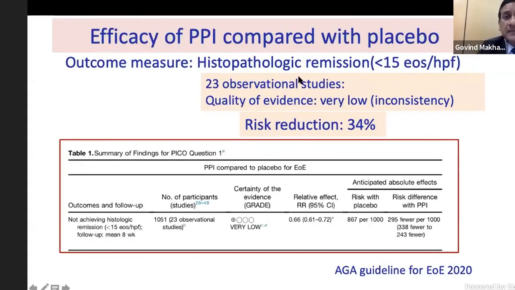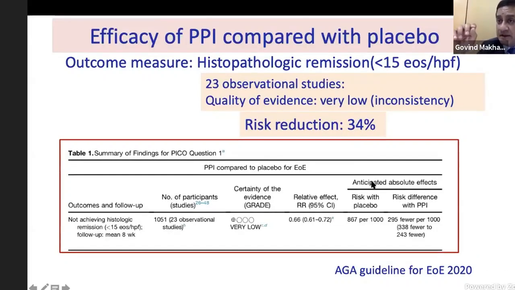For all trials or observational studies, there is one endpoint: histological remission, where the outcome is less than 15 eosinophils per high power field. So let's look at the evidence for PPI in patients with eosinophilic esophagitis compared to placebo. 23 trials, and the risk reduction is about 34%. The relative risk is about 66. And how do we understand this 34?